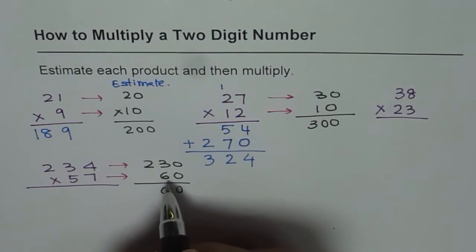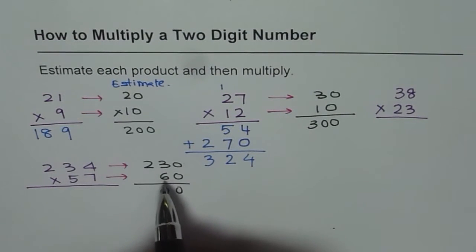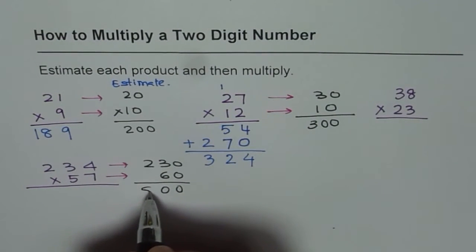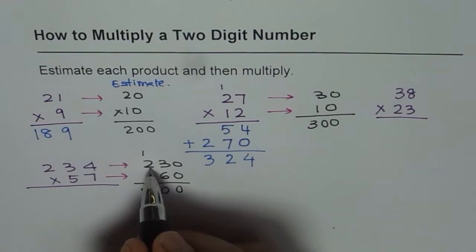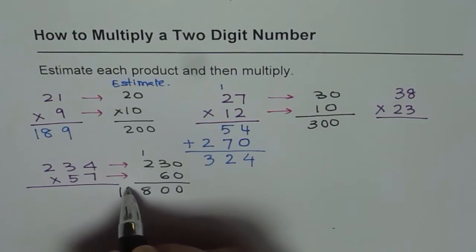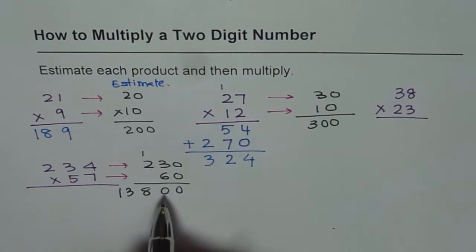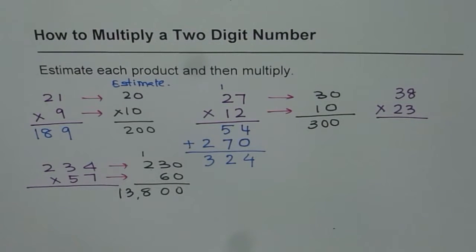Now you can multiply by 6. 6 times 3 is 18. 8, 1. 6 times 2 is 12 and 1 is 13. So we get 13,800. That is your estimate.